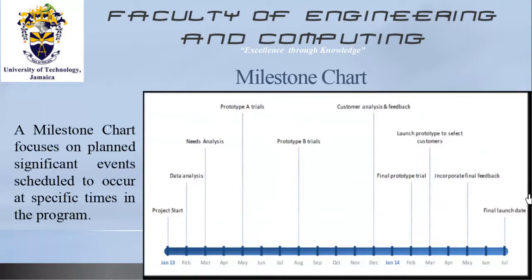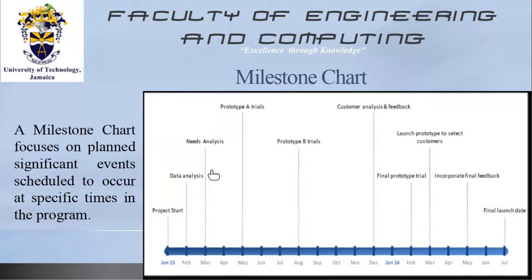There is also what is referred to as a milestone chart. So just assume that we are having this particular project that starts from January of this year straight through to July of next year. We can put significant markers. For example, the milestone chart will focus on the planned significant events that are scheduled to occur at specific times over this 18-month period. So the start date is a milestone. Say, okay, we'll start at X date. By the end of February, we must complete data analysis. By the end of March, we must complete needs analysis.